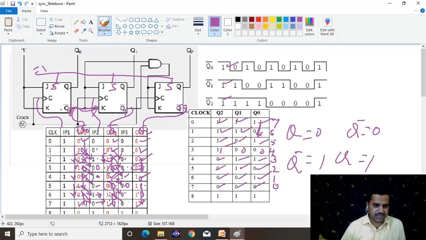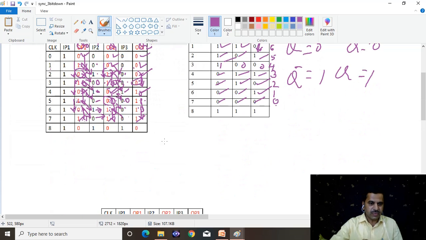When we apply the eighth clock pulse, we have to evaluate the output. The 1 is transferred here. Then input is equal to 1, so 1 into 1 will become 1 here. When the eighth clock pulse is applied, it again changes the state from 0 to 1.